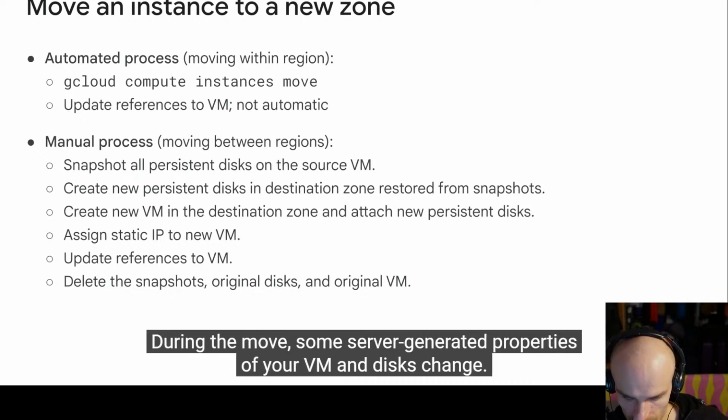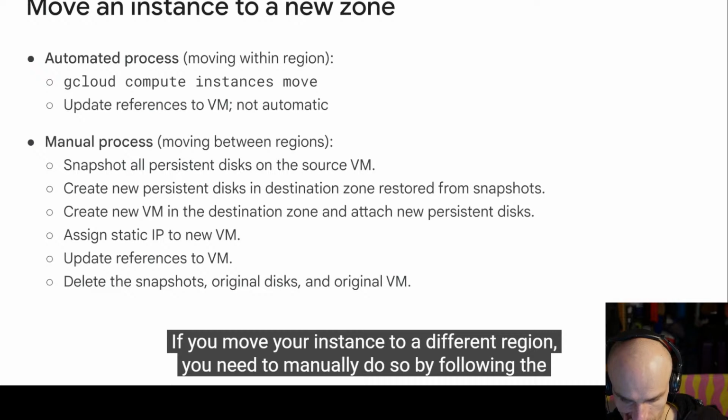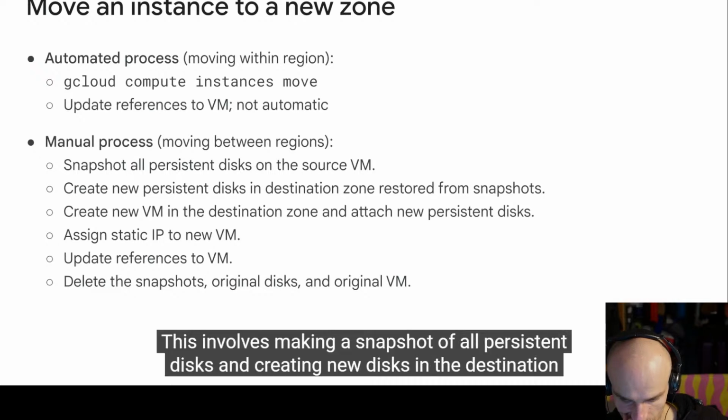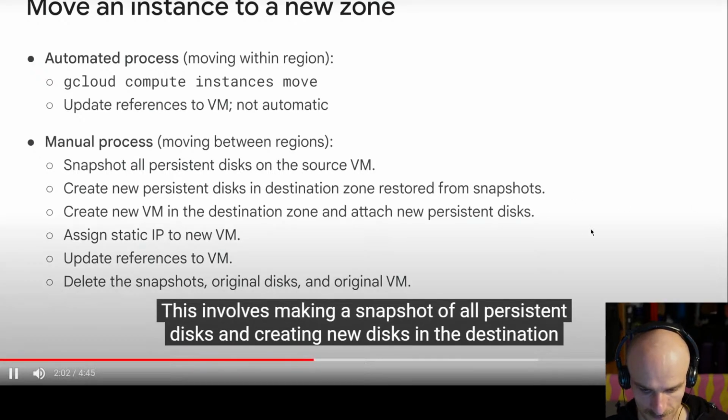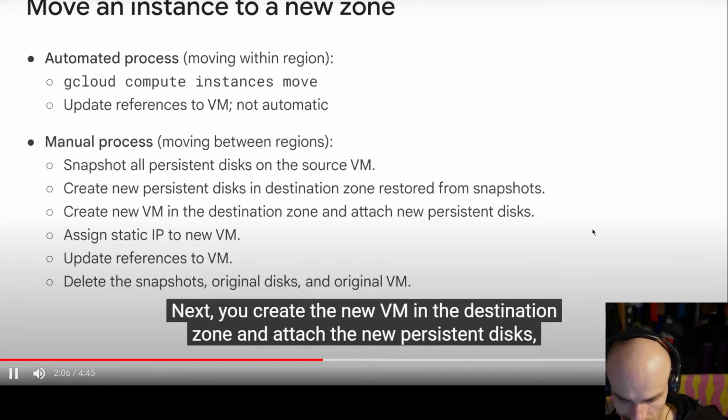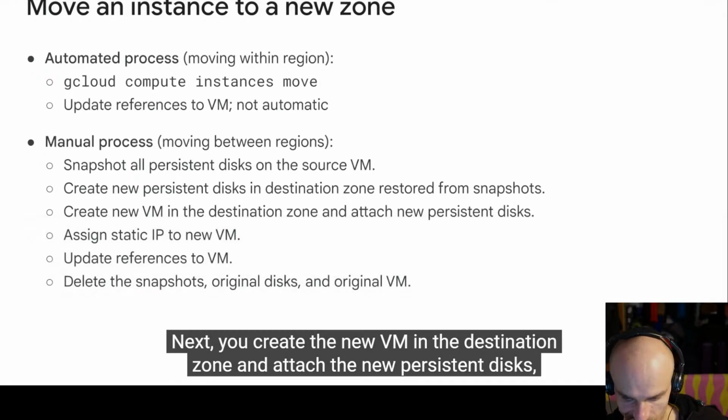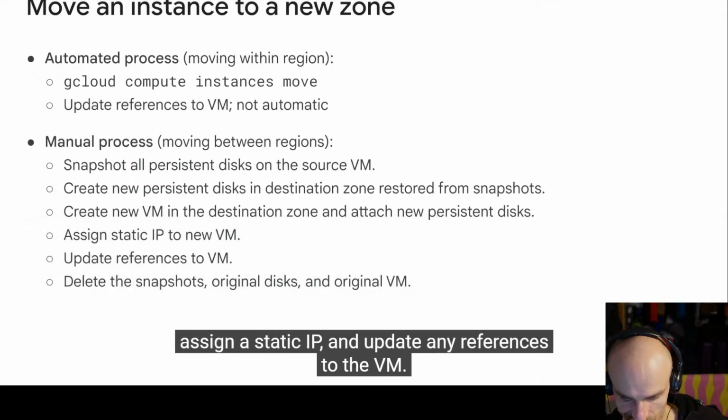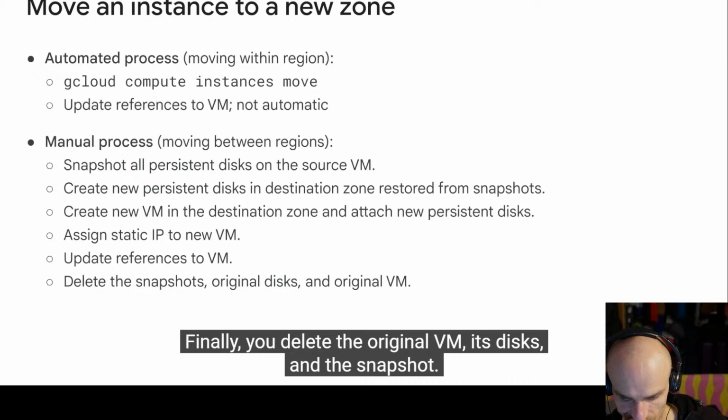During the move, some server-generated properties of your VM and disks change. If you move your instance to a different region, you need to manually do so by following the process outlined here. This involves making a snapshot of all persistent disks and creating new disks in the destination zone from that snapshot. Next, you create the new VM in the destination zone and attach the new persistent disks, assign a static IP, and update any references to the VM. Finally, you delete the original VM, its disks, and the snapshot.